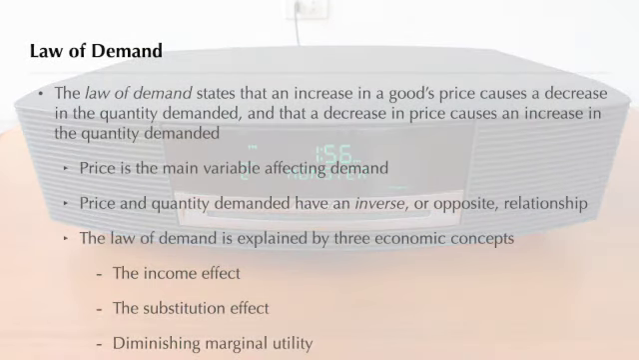Linda's situation illustrates a basic economic principle. In a free market system, price is the main variable affecting demand. Specifically, there is an inverse or opposite relationship between price and the quantity demanded. This relationship is described by the law of demand, which states that an increase in a good's price causes a decrease in the quantity demanded, and that a decrease in price causes an increase in the quantity demanded.